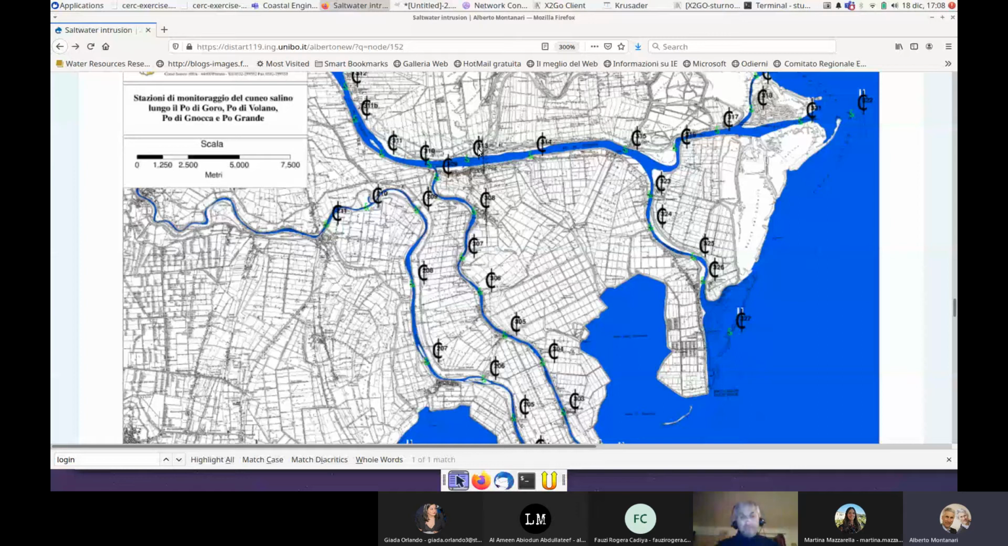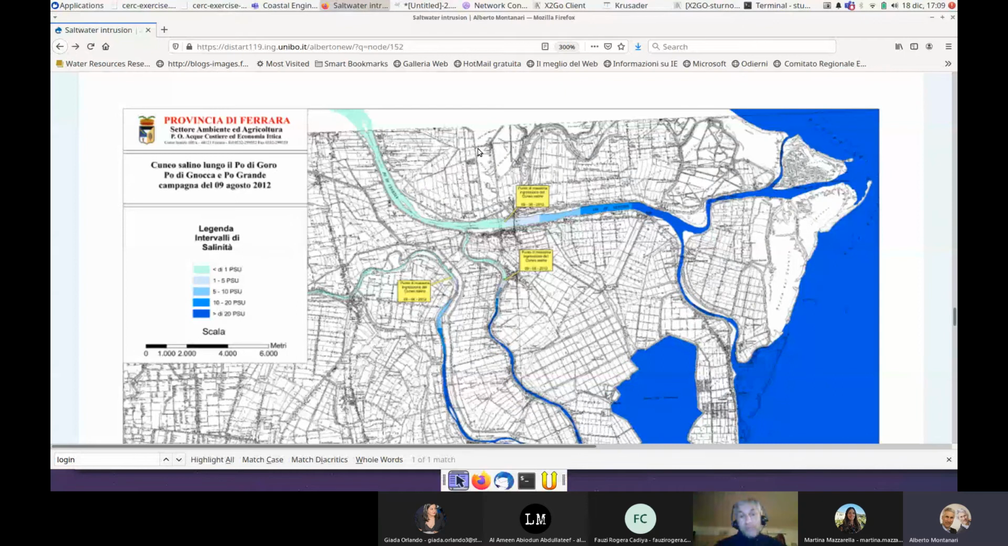And this is, for instance, a picture depicting the situation, the progress of salinity along the Po River on a particular date. It's 9 August 2012. And what can be other strategies that we can adopt?